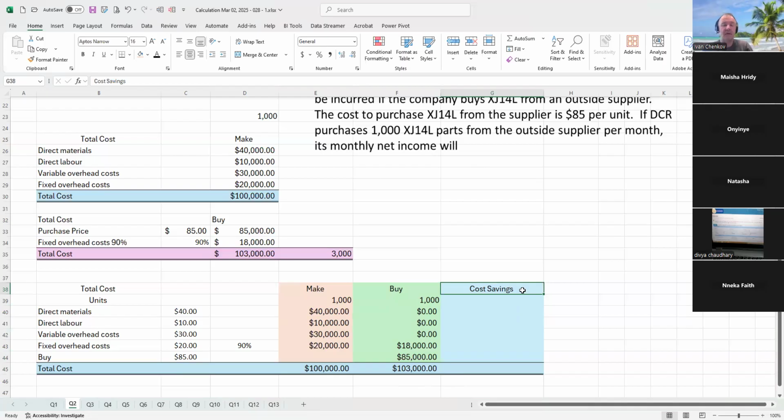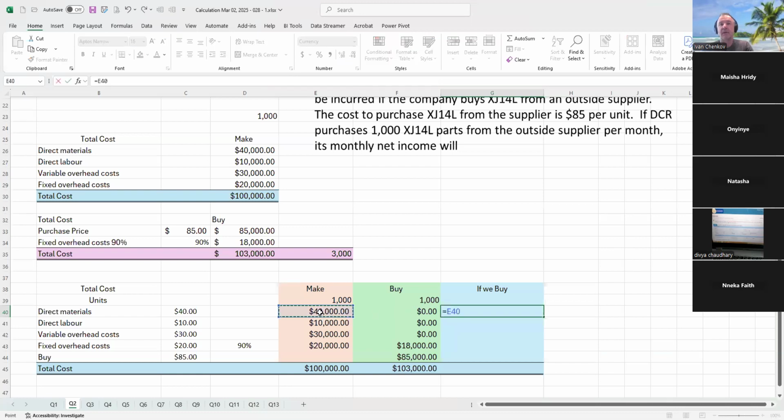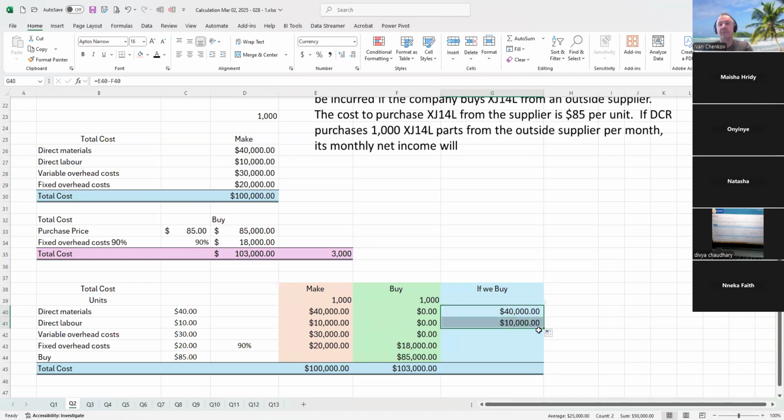So let's say we are deciding: if we buy the product, what's going to happen? We're going to save 40,000, correct? Yes. Our saving will be 40,000. We're going to save 10,000 on direct labor, 30,000 on the variable overhead, and we're going to save 2,000 on the fixed overhead.